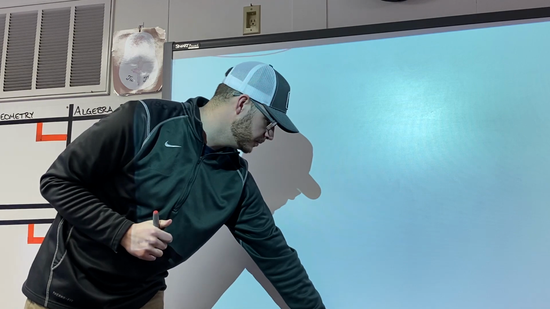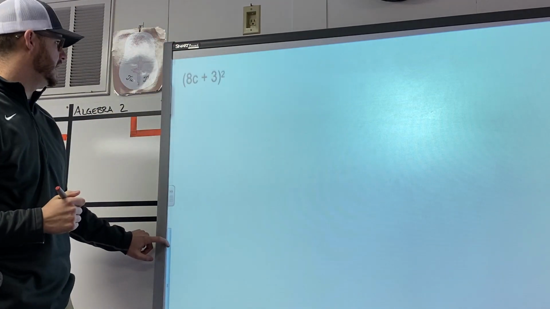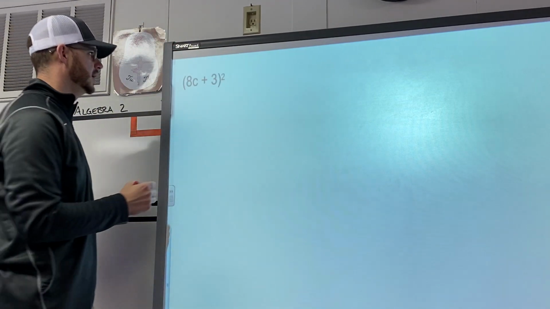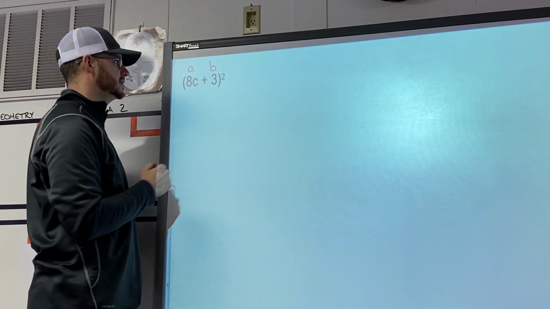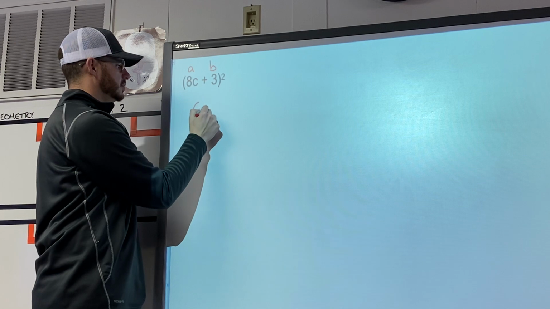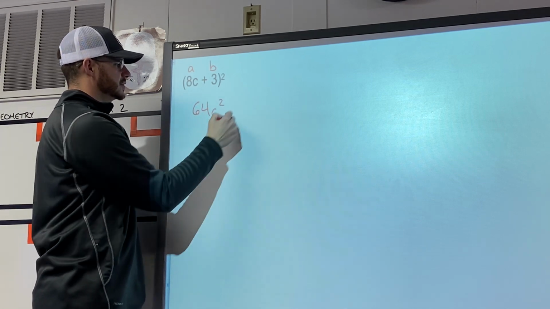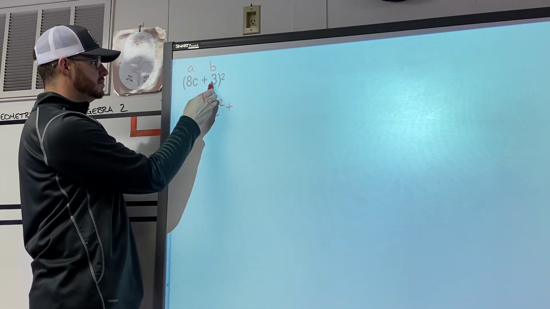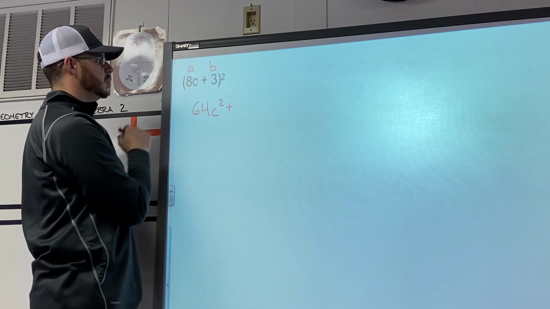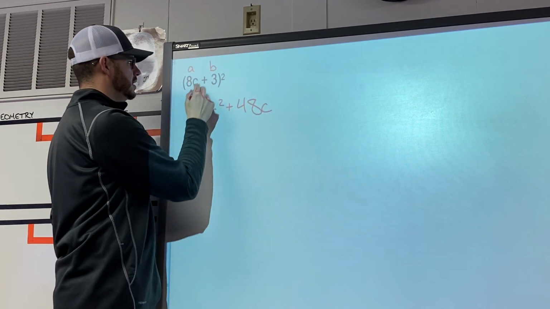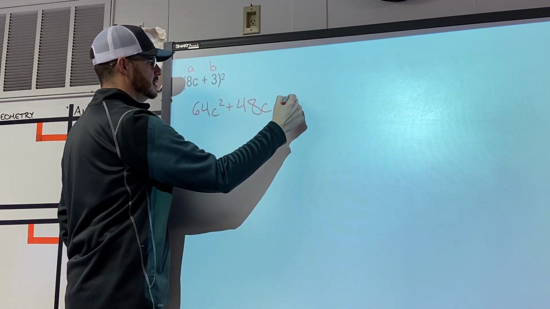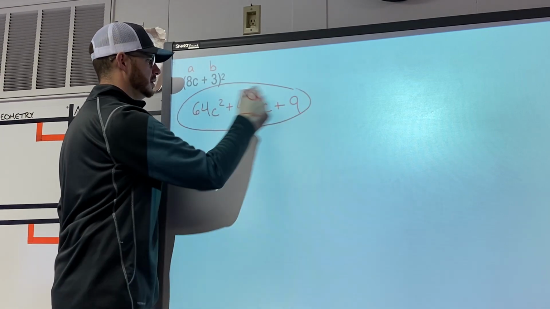Let's walk through one more real quick. 8c plus 3 squared. So again, we have our a term and our b term. A squared would give us 64c squared, plus 2ab. ab would be 24c, times 2 would give us 48c, plus b squared would be 9.